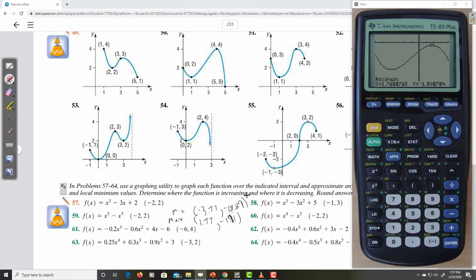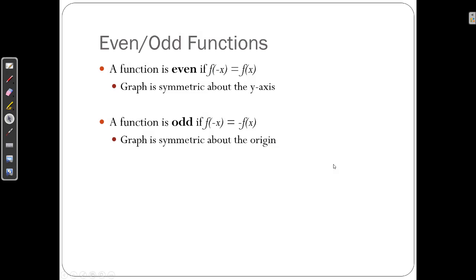Alright, let's talk about even and odd functions. Here's the definitions. A function is even if f of negative x equals f of x. So if you replace the x value with its negative, it has no change to the function. That is, by the way, the exact same test we came up with in Chapter 2, I believe Section 2.2, when we were talking about symmetry, because they do correspond.